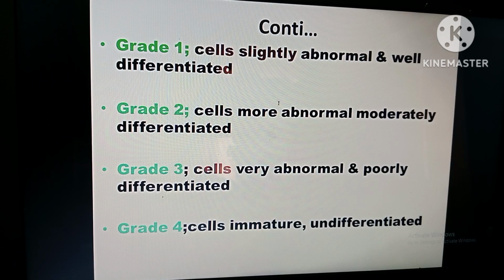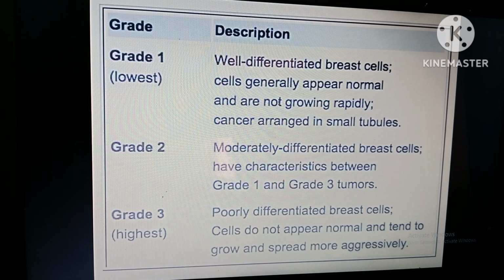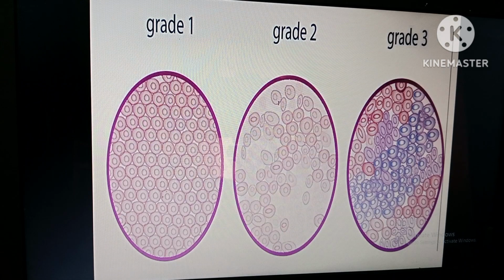Grade 4, cells are immature and undifferentiated. It means it is completely very difficult. The doctor cannot tell which is mature, which is immature, which is normal, which is abnormal. So that is the grading. Grade 3 and grade 4 mean it is already in a severe condition. So you can pause the video and write down the notes.